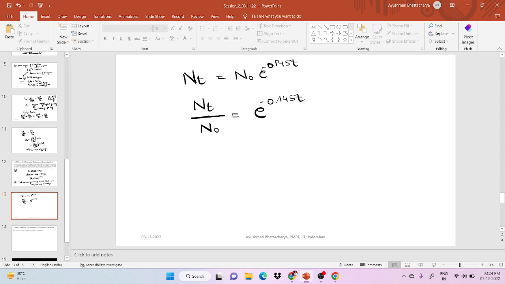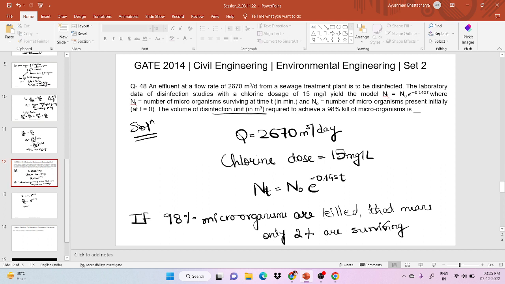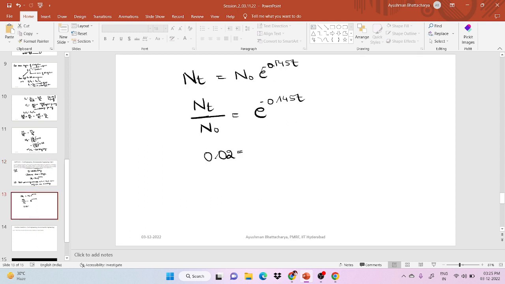This is the number at time t, and this is the total number of microorganisms. So we can write 2% as 0.02, because they are asking the volume of the disinfection unit required to achieve 98% kill of microorganisms. If 98% is the kill, 2% is the survival. So it is 0.02 equals e raised to power minus 0.145 t. From here, if you calculate, you will get the value of t as 26.979 minutes. So time came out to be 26.979 minutes.